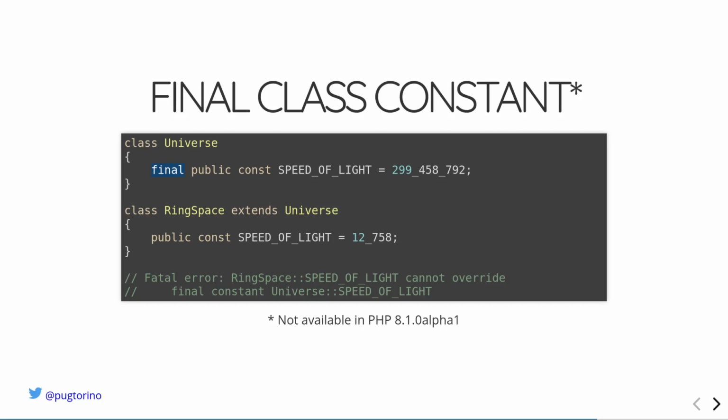So imagine that you have this class, RingSpace, that extends the Universe, the previous class, and if you try to override the constant here, PHP will generate a fatal error saying that the constant speed of light cannot override the final constant of the Universe, basically. Just a note, this feature is not available in 8.1 alpha 1, but it will be in the next alpha.